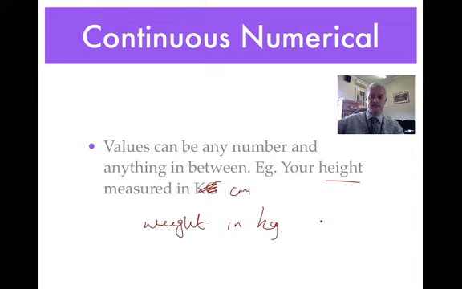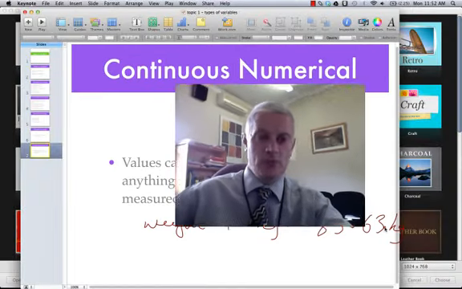But weight in kilograms, so you might be 85.63 kilograms. We're not insisting that you be a whole number of kilograms. So that's what continuous numerical variables are. So there we go, that's the end of the first video.